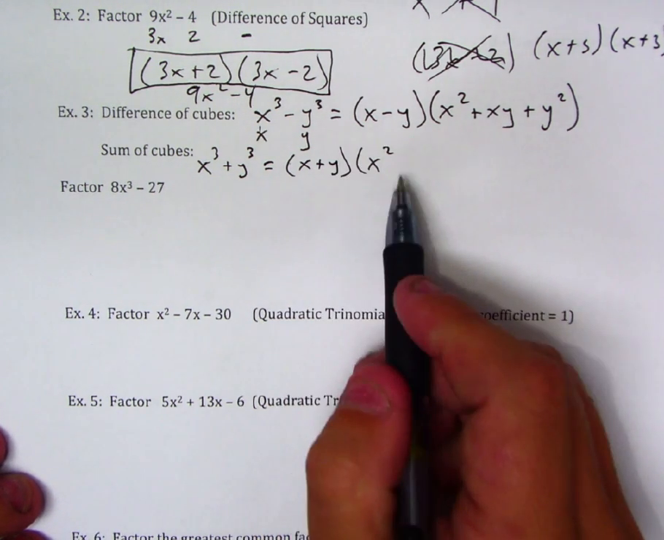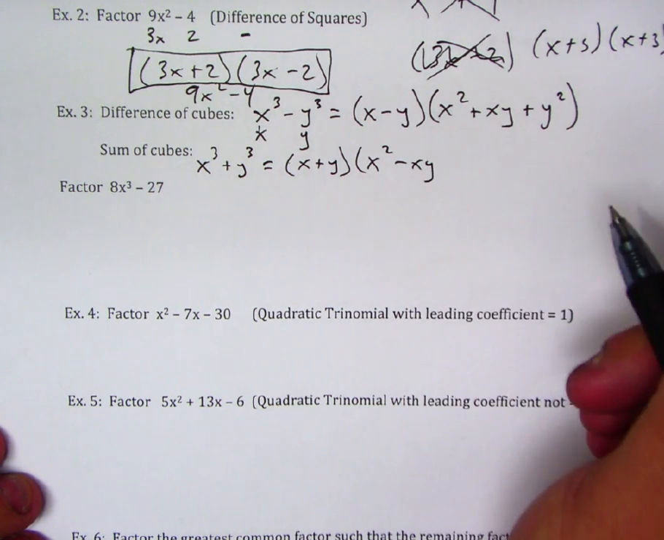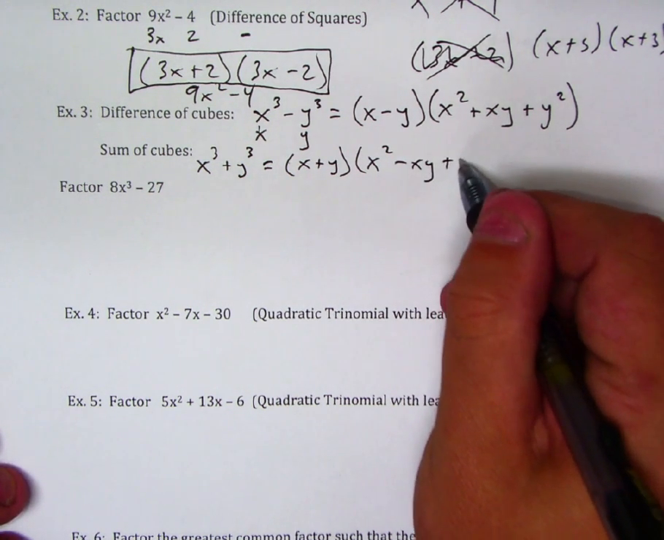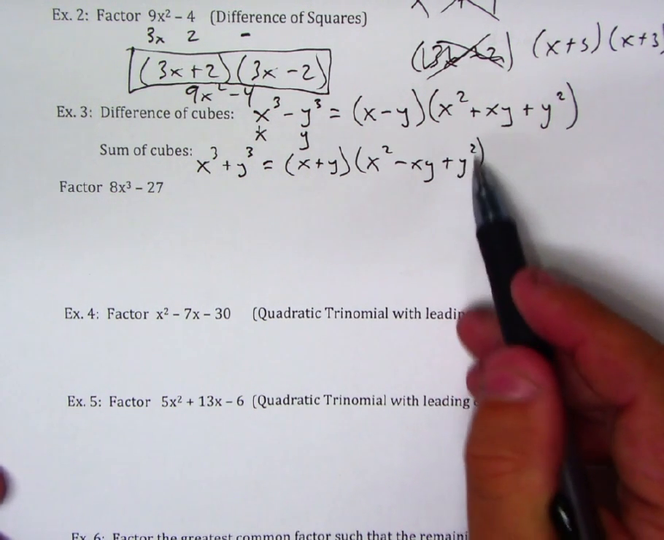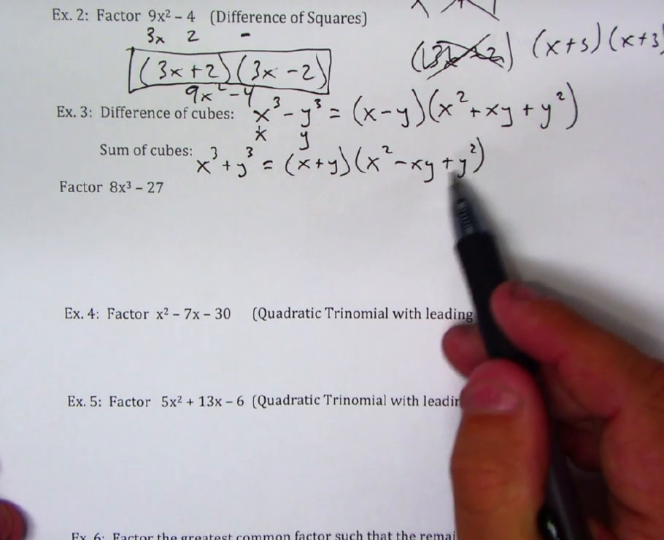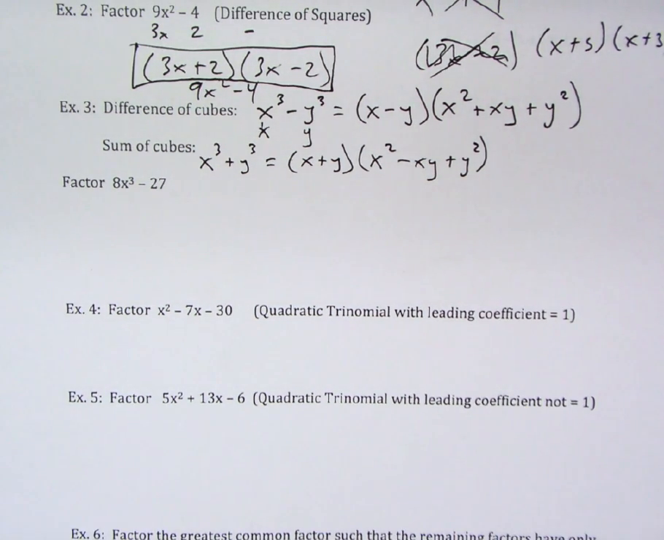The sign now changes, so minus xy. And then the last one's always a plus y squared. And the last one's always plus because when you square this number, no matter if you square anything in the world, it's going to become positive. So that's why that last term is always positive. All right, so let's put this into action.